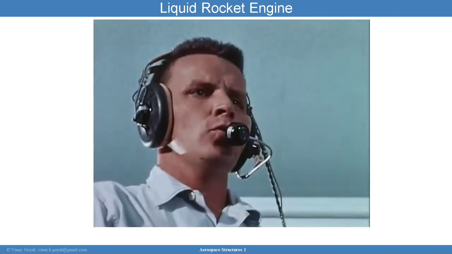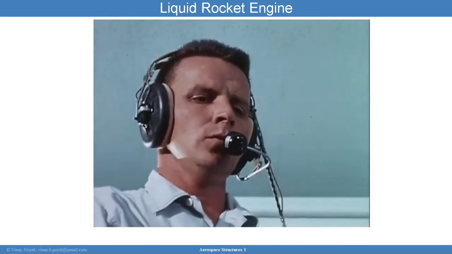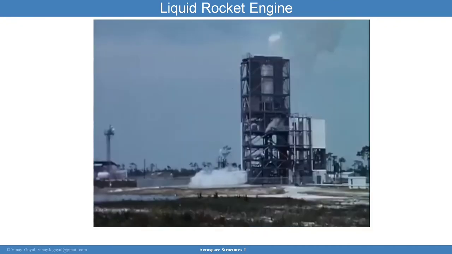7, 6, cameras on. Good timing on. 3, 2, 1. Speed is good. Head shell is good. 0.